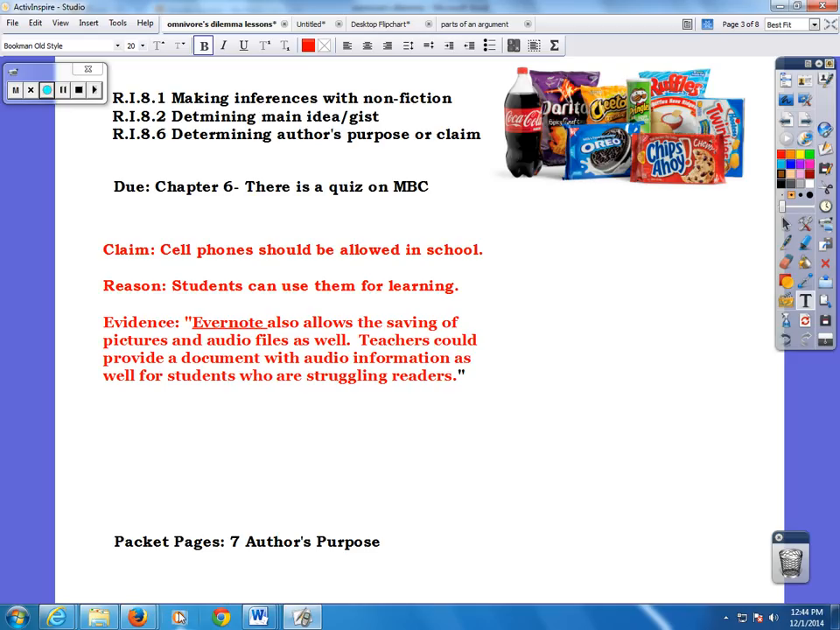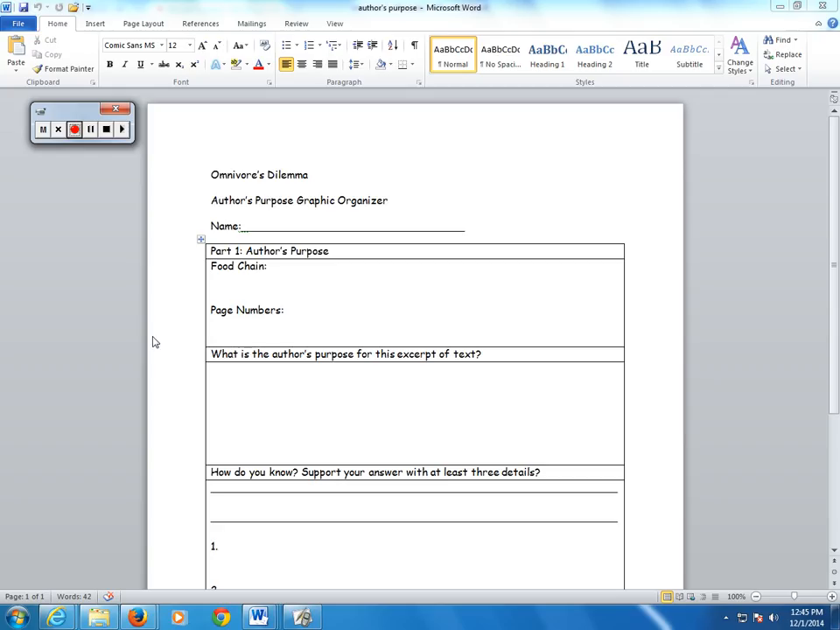So now we're actually going to examine this with chapter 6. We have to come up with what he's actually trying to prove and what details show that that's what he's trying to prove. So we're going to look at this page, which is page 7 in your Omnivore's Dilemma packet. Okay, and the food chain that we're studying right now is industrial. For page numbers, we can just put chapter 6. So you have to go back and try to figure out what's his purpose.